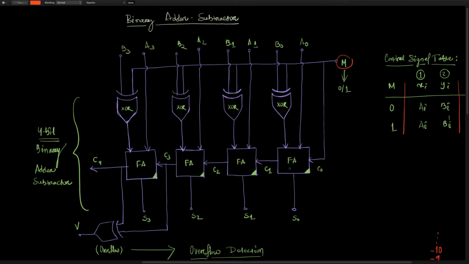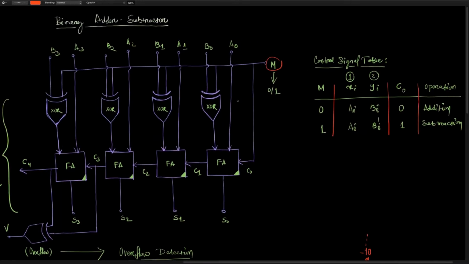We also have full adders here to do the addition operation. We have the summation output here, S0, S1, S2 and S3, and the final carry, that is C4, and we also have an overflow detection here. We will learn about this overflow detection method. But the operation of this circuit depends on the value of M.